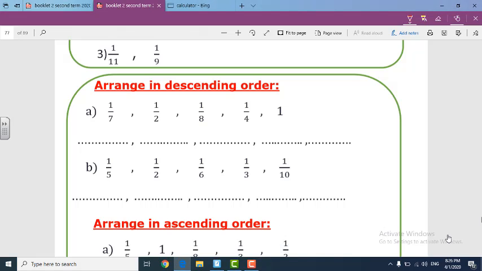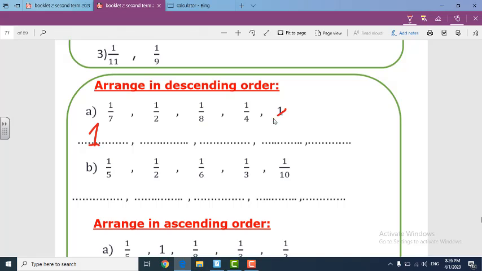Now open your book, page 77. Arrange in descending order. What is the meaning of descending order? Start from the biggest number, descending like a dinosaur. A dinosaur is a big animal, so start with the bigger number. The bigger number here is 1. 1 is the biggest number, so write 1.